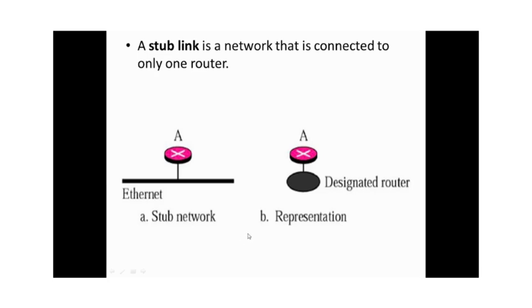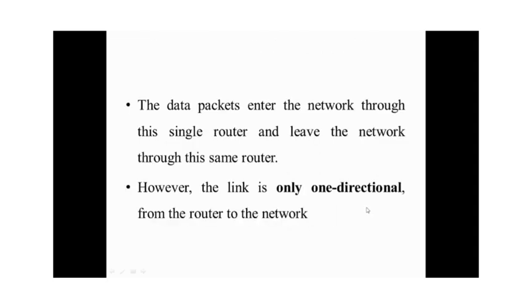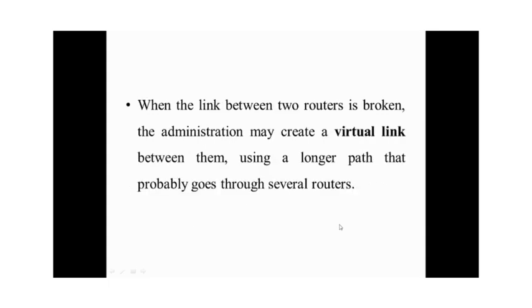The next type of link is the stub link. It is a link that is connected to only one router. It is connected only to the designated router. Data packets enter the network through this single router and leave the network through the same router. The link is only one directional, from router to network.